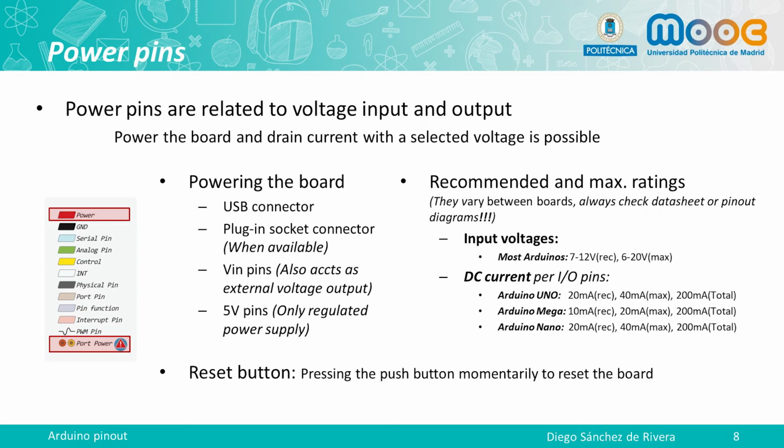First of all, the power pins will power the board, so they are the most important pins and they should be handled with care. Powering the board can be done in several ways. The most used are the USB connector, the plug-in socket using transformers, voltage-in pins, and 5V pins. Always remember to use a voltage under the recommended and maximum ratings specified for the Arduino boards. These can be found on the pinout diagrams or the datasheet. There is also a reset button or pin used to reset the board.